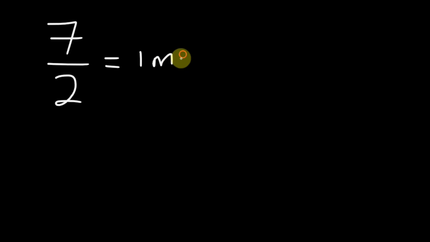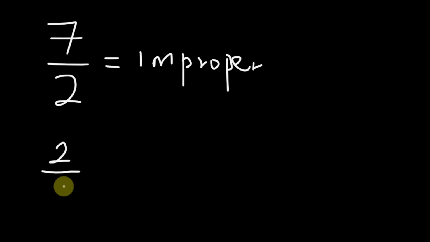Also, in the case where we have 7 over 2 as our fraction, this is an improper fraction. Otherwise, where the numerator is lesser than the denominator, then we have what? A proper fraction.